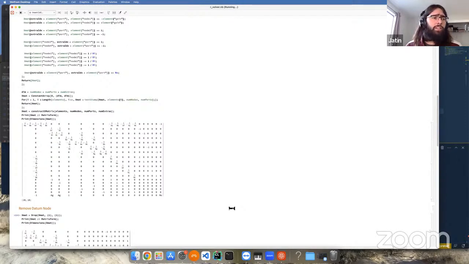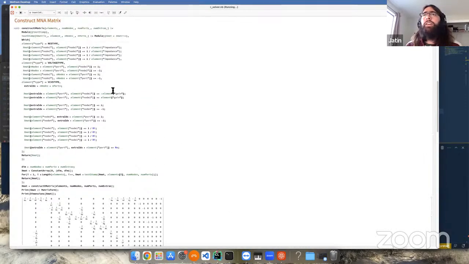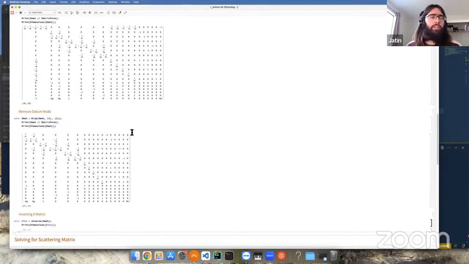Yeah, so how did I do this in Mathematica when I was constructing the X matrix? Okay, so I've got this num ports thing again. Num nodes by num ports. Interesting. I must have done something a little bit different than I'm doing in Python.